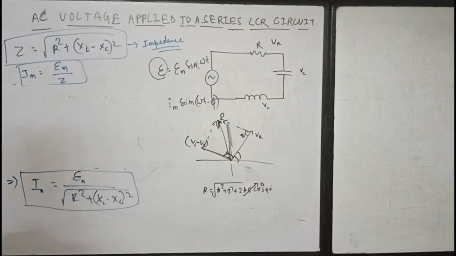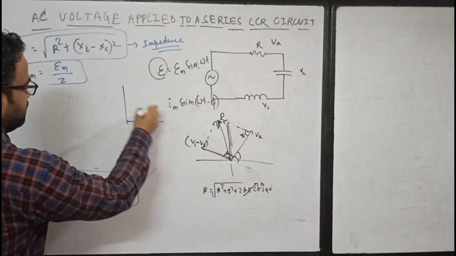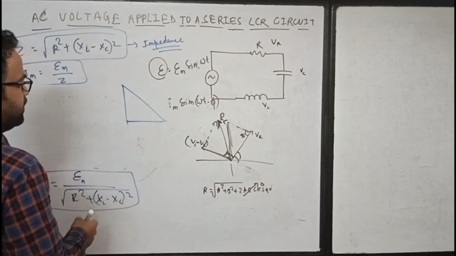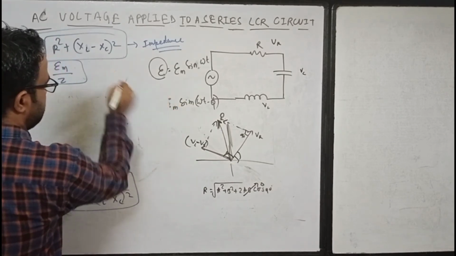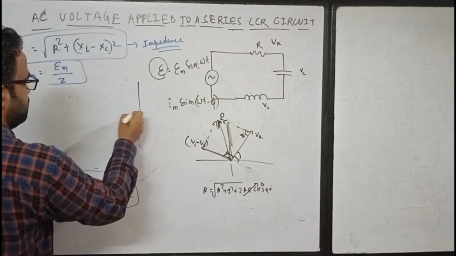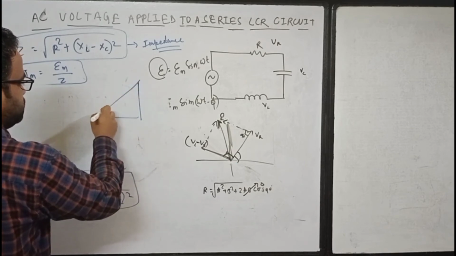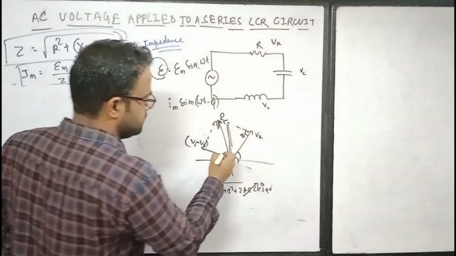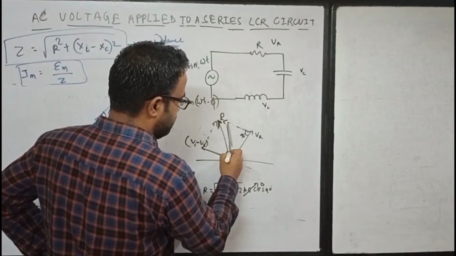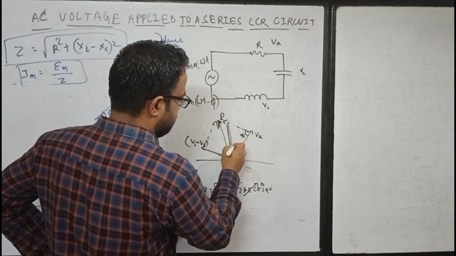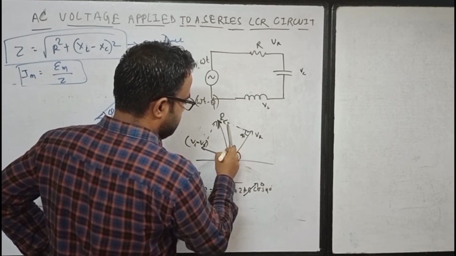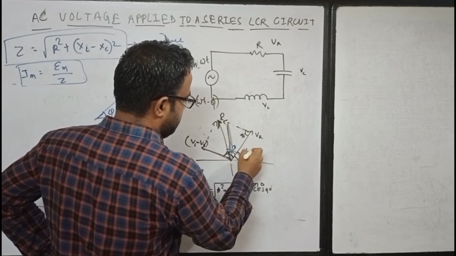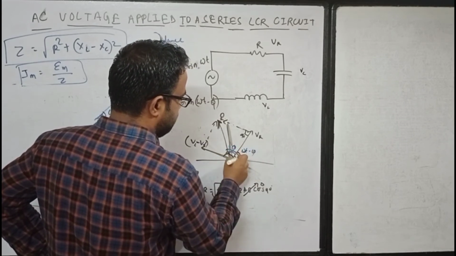So you can draw a triangle like this. This is your phi, and here it is your phi. This is your phi, and this one is omega t, so this is omega t minus phi, and the full angle is omega t.